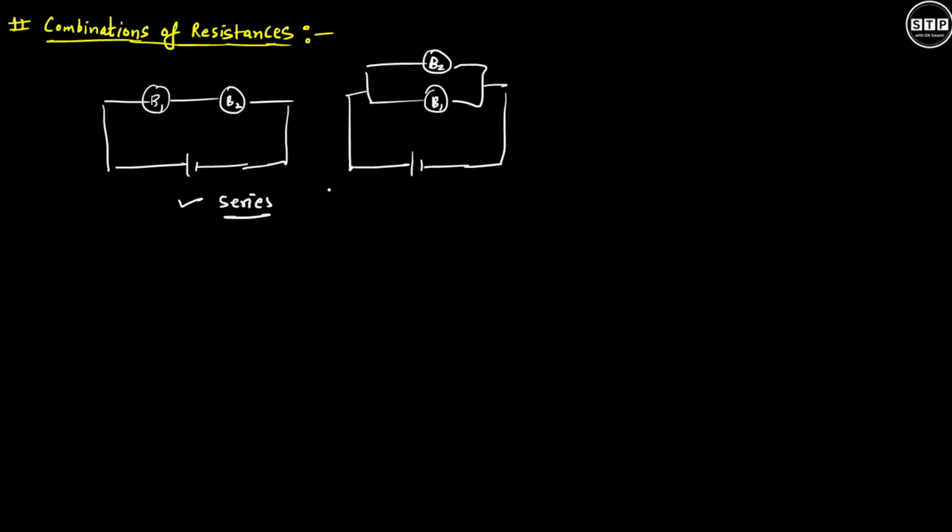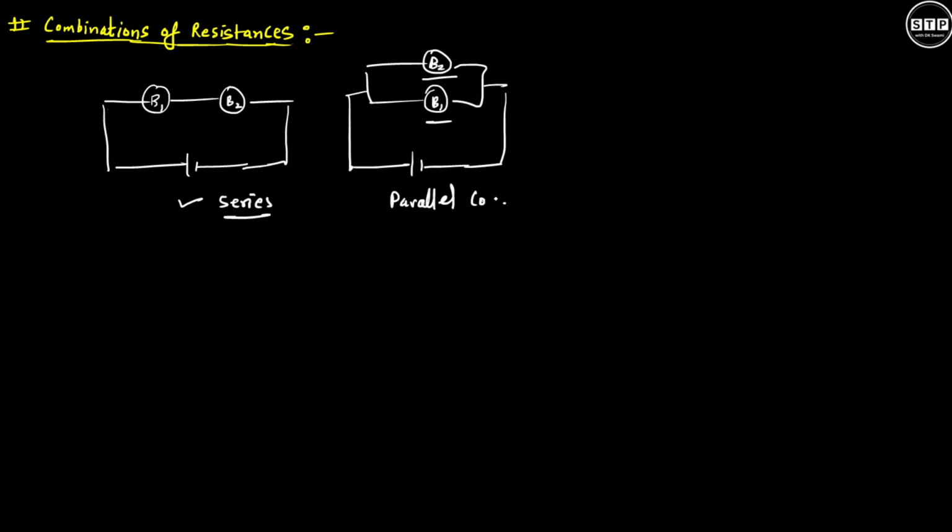What is happening in the series combination of resistances? One resistance is connected to another resistance, and then that is connected to the next resistance, and then to the battery. So all the resistances in series combination are connected through one wire, whereas in a parallel combination, all of these resistances are directly connected to the battery. So this we will call the parallel combination.